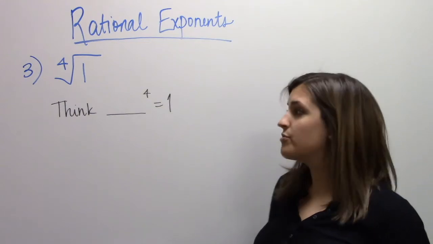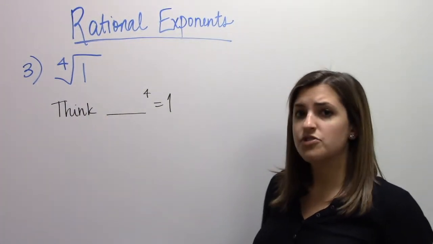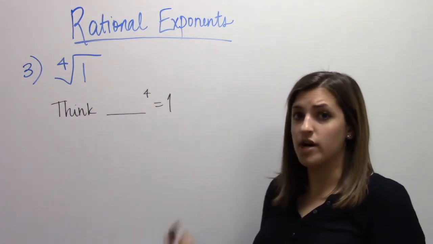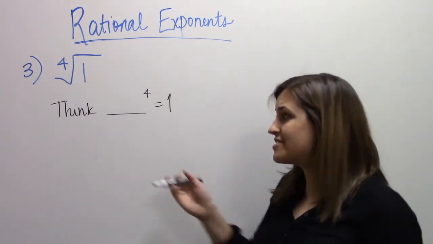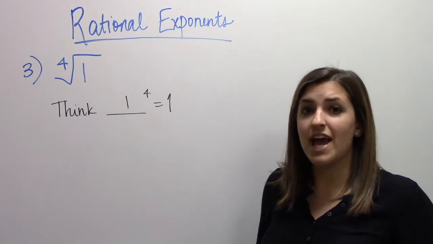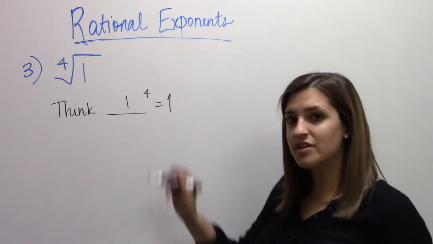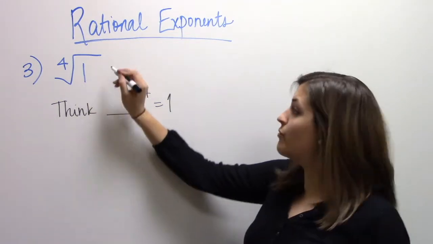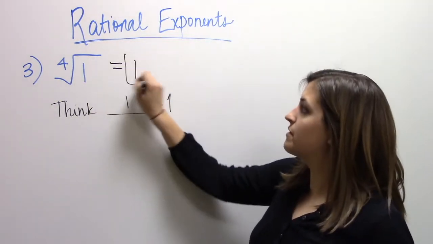Here we have the 4th root of 1. What is it that when I put to the 4th power gives me back 1? Well, this one is just going to be 1. 1 to any power is going to give us 1. So 1 to the 4th equals 1, so the 4th root of 1 is just going to be 1.